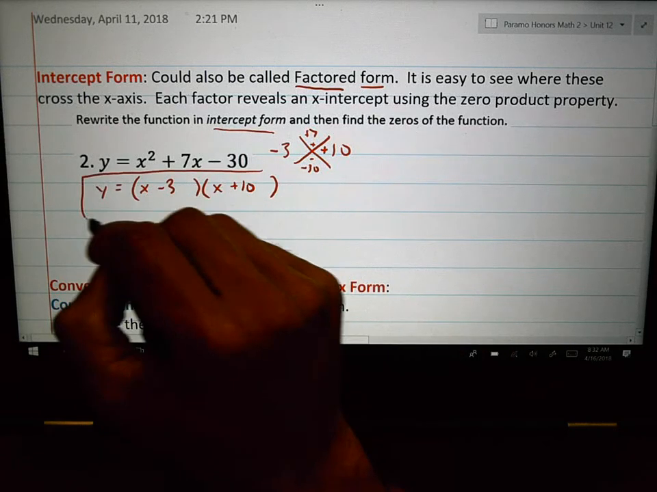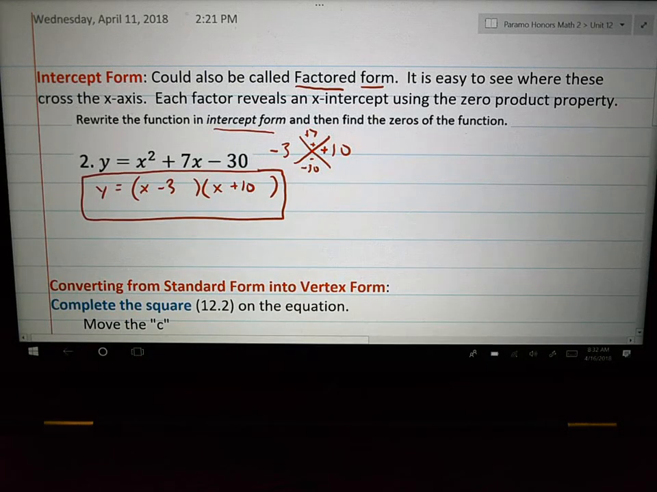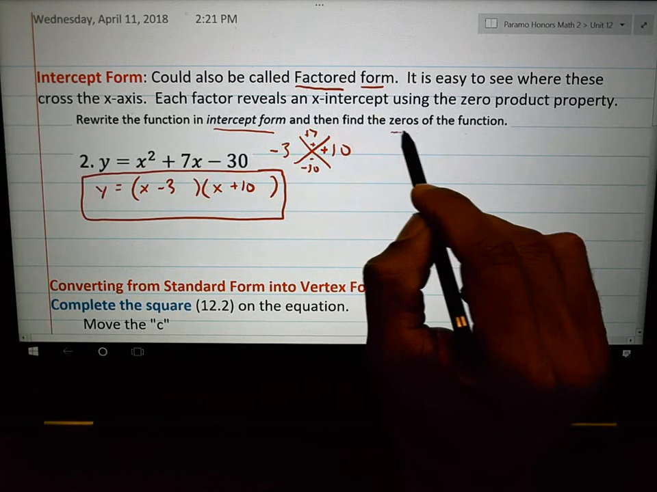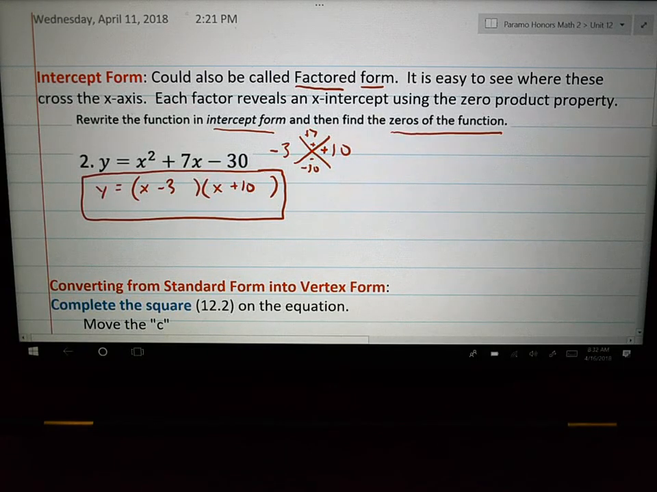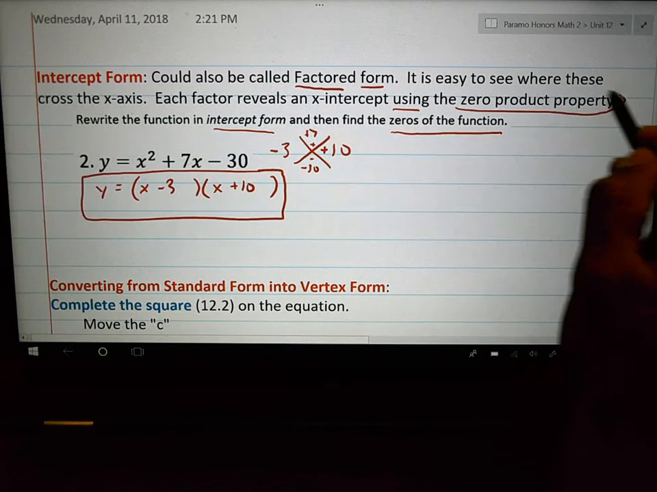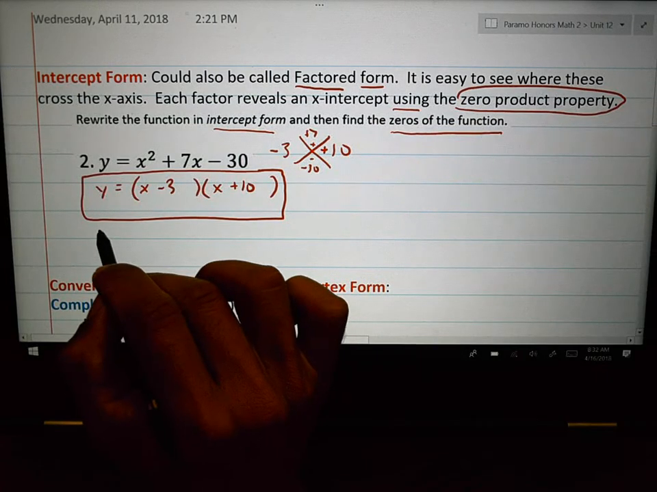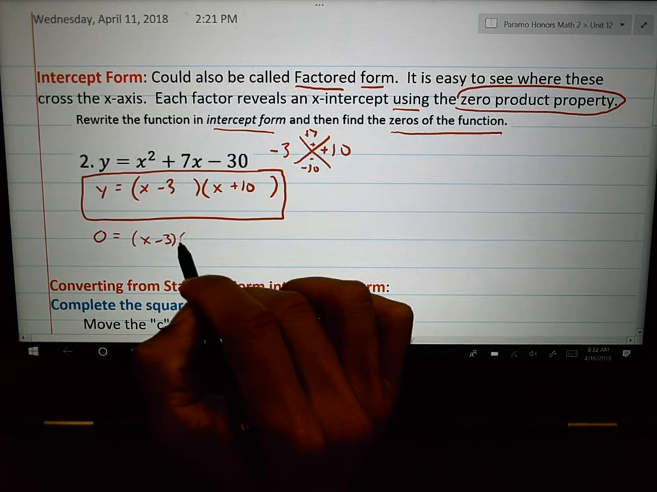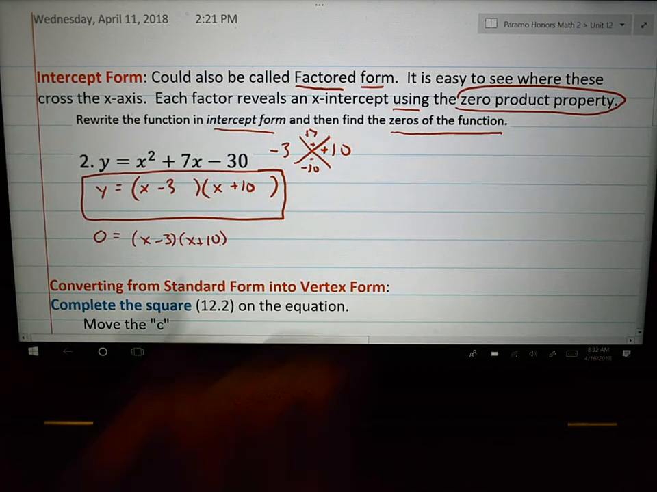That rewrites the function in intercept form. This is intercept form. This is what number 2 looks like. This is the first part of the answer for number 2. And then find the zeros of the function. Well, how do we find the zeros? We're going to use something called the zero product property, where does this equal 0 basically. This is for the second part of the question.